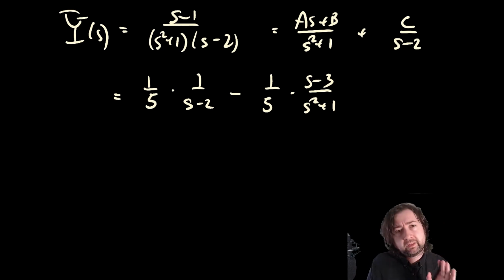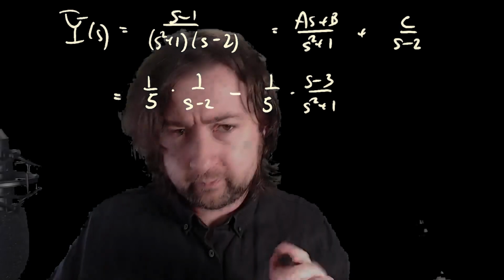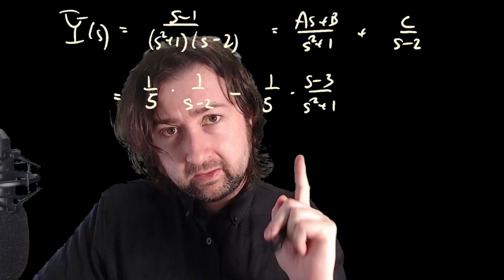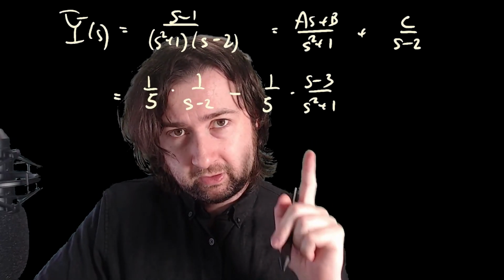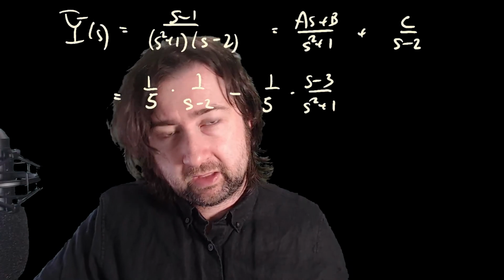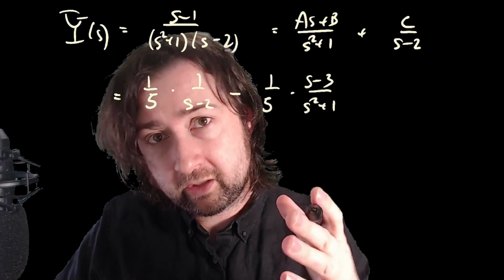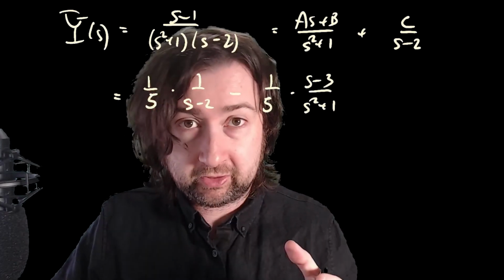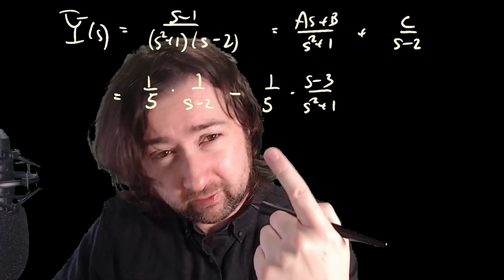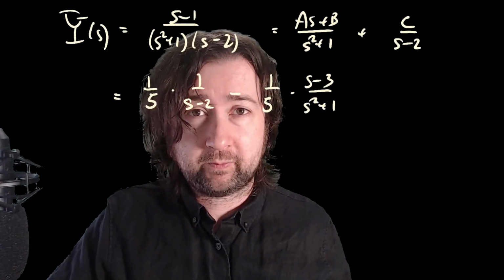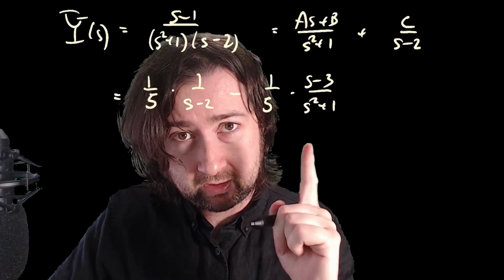And I should split it one step further, because this term right here, this doesn't mean anything at this point, because I don't know what that pattern is. If it was s/(s² + 1), it would be a cosine. If it was 1/(s² + 1), it would be the Laplace transform of a sine. But it's neither right now because there's a whole s - 3 up here. So I need to go one step further in breaking that up.